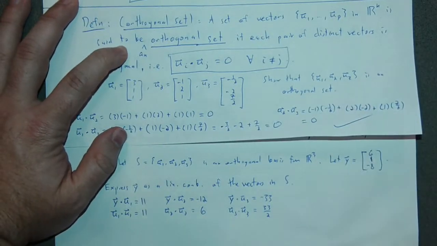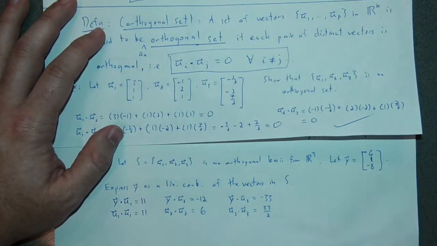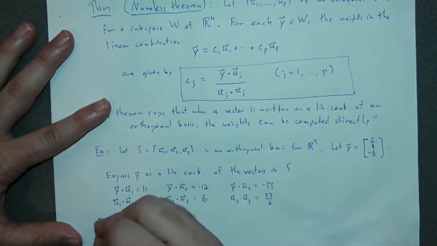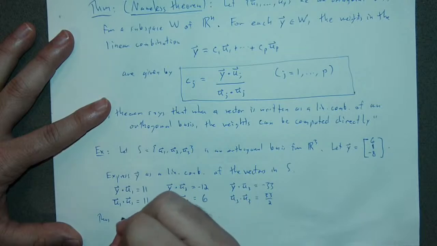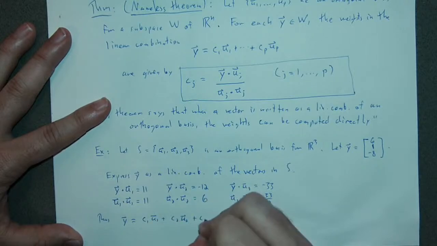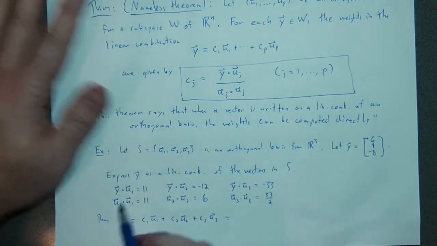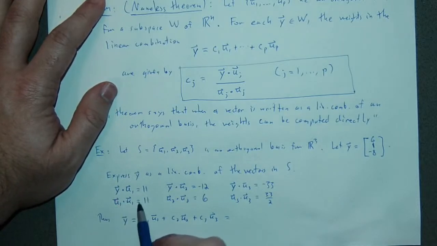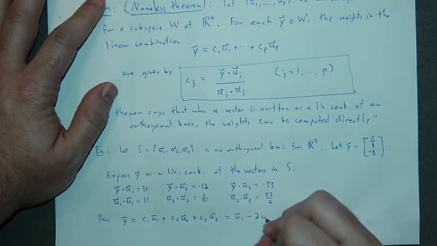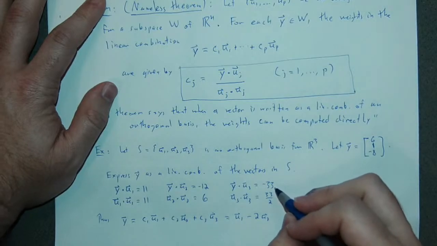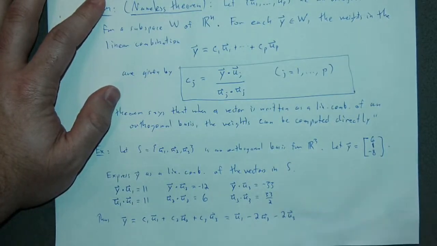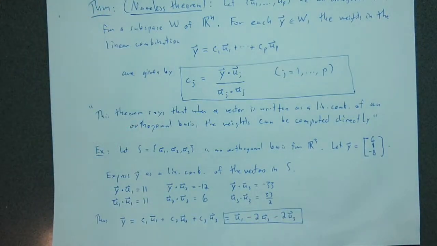Okay, so here's my computation of these 6 dot products. Now, by that theorem, I know immediately what my weights are. So thus, y is equal to C1 U1 plus C2 U2 plus C3 U3, where C1 is y dotted with U1 divided by U1 dotted with itself, so that's 1. So this is U1. C2 is minus 2. And C3 is minus 33 divided by 33 over 2, so that's minus 1. So there's y written as a linear combination of those u's.